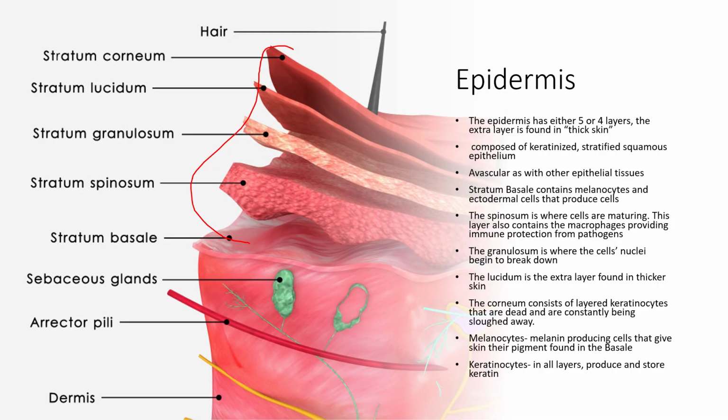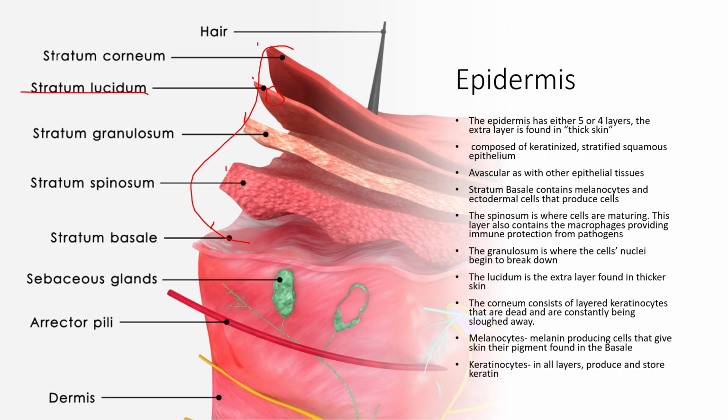We have thick skin, we have thin skin, and most of our skin is thin skin, and that contains 4 layers of the epidermis. Thick skin, which is found on the soles of your feet, the palms of your hands, fingertips, or parts of your fingers, things like that, can have an extra layer. We call this the lucidum right here. So the main layers are stratum corneum, stratum lucidum in thick skin, stratum granulosum, stratum spinosum, and stratum basale. These 5 layers make up skin. And again, if we're talking about thin skin, we would get rid of the lucidum layer.